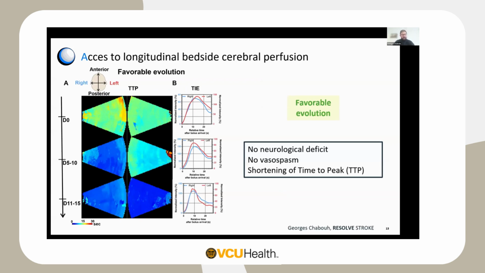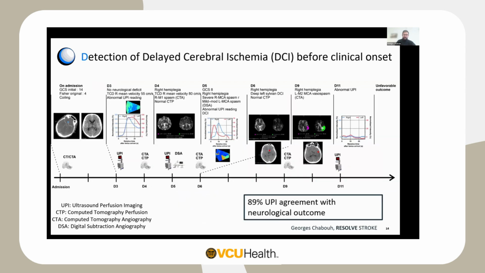As I said, we monitored those patients since the admission at day 0 and then at day 5 and 10, which is basically where it's critical and vasospasm may occur, and until day 11 to 15, so 3 time points. And for instance, in this example, we had a favorable evolution, so the patient actually got better, no neurological deficit, and no vasospasm. On the other side, sometimes we could also get an unfavorable outcome.